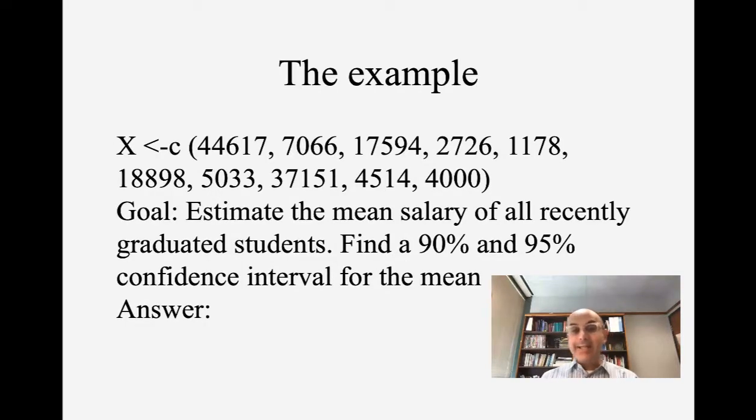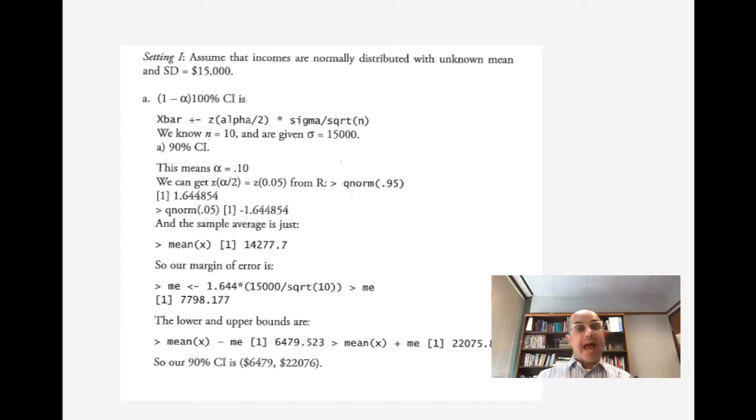So let's take an example. We have a container with a sample size. Estimate the mean salary for all recently graduated students. Find the 90% and 95% confidence intervals for the mean, and the answer is, I copied it from my textbook. I do apologize, I'm lazy sometimes, but this is how I do that.